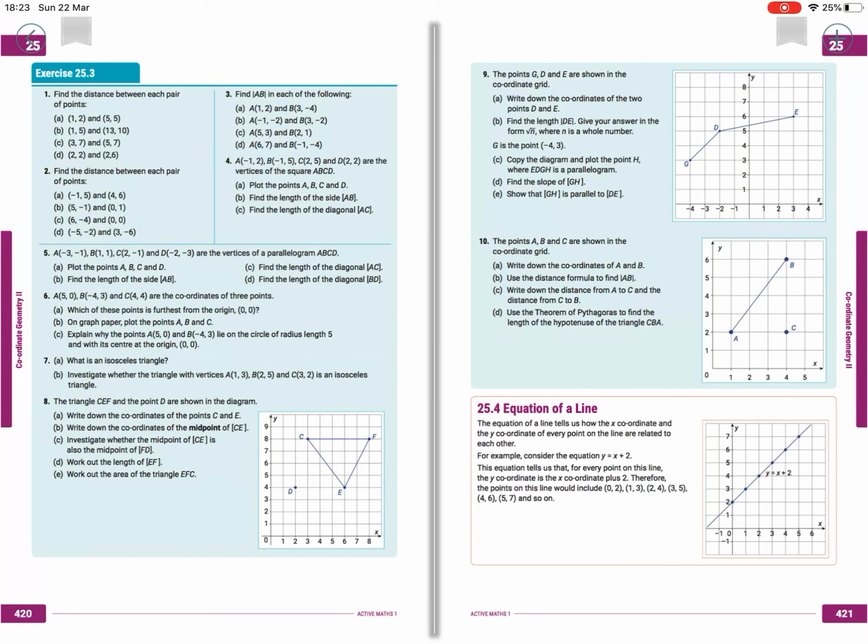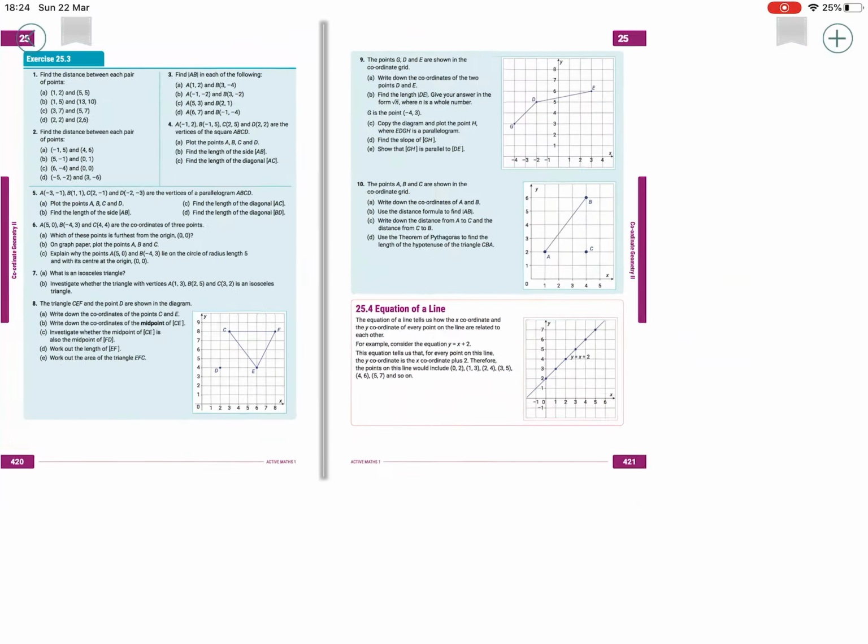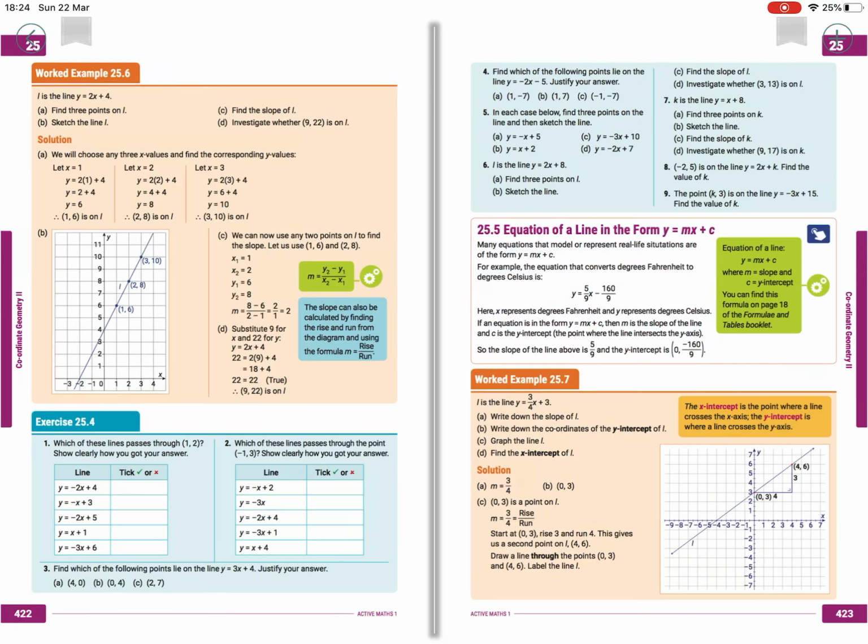And now we're going to try and move on to the equation of a line and working with that, and seeing exactly what an equation is and why we'd use one. So you can see there, we're going to be working on page 421 onwards in the book for this equation of a line. There's going to be a worked example right at the start of page 422 here.